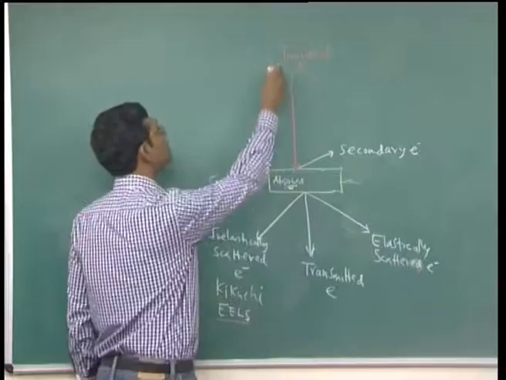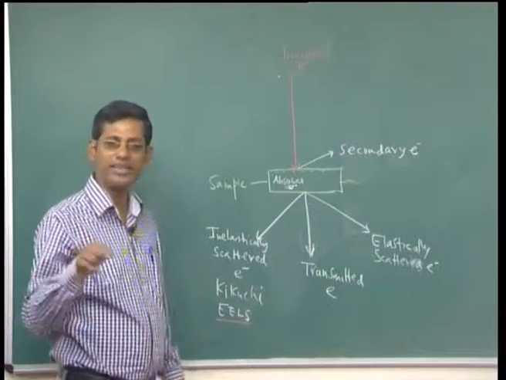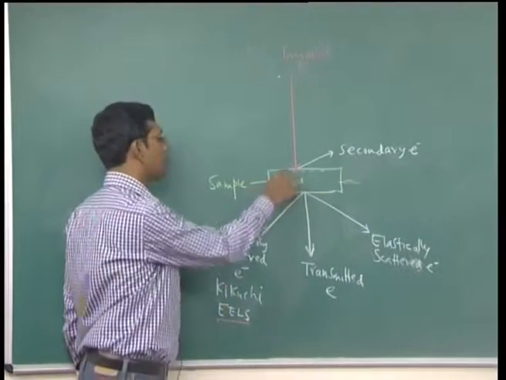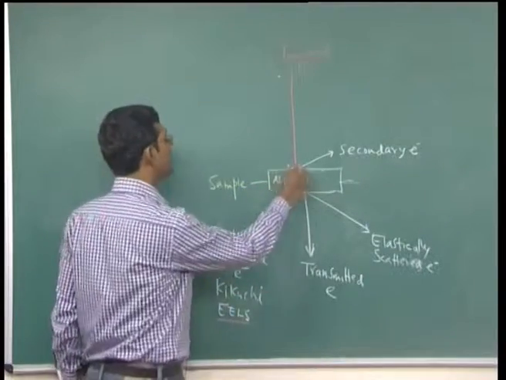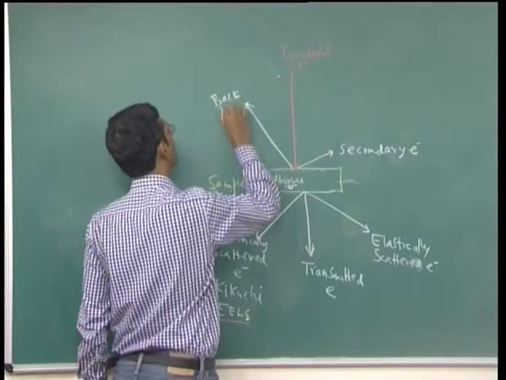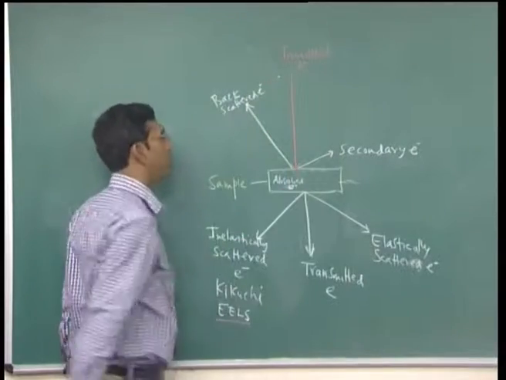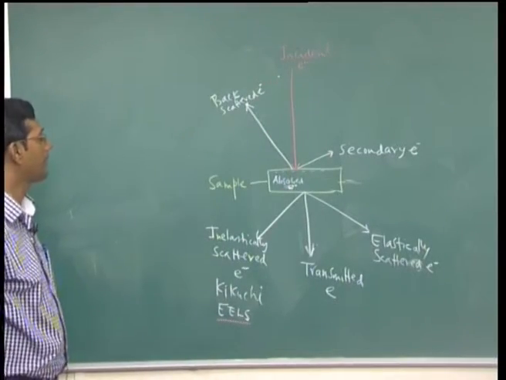Some of the electrons which fall directly on the sample may go and hit the nucleus of the atoms, and they can then be backscattered. So they are called backscattered electrons.